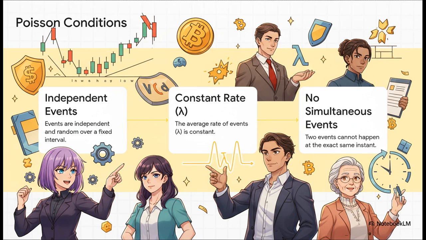There are really just three main conditions. First, the events have to be independent, so one event happening doesn't make another one more or less likely. Second, the average rate, our friend lambda, has to stay constant over time. And third, two events can't happen at the exact same microsecond. It's like car accidents. A crash on one side of town doesn't cause a crash on the other. The city has a stable average number of accidents per day, and you can't have two crashes in the exact same spot at the exact same instant.